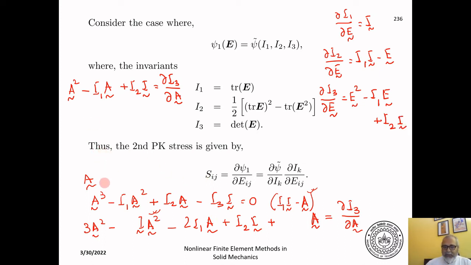We can do a further simplification. In the Cayley-Hamilton theorem, if we multiply both sides by A inverse, this becomes A squared, this becomes A, this becomes I, and this becomes A inverse. So A squared minus I1 A plus I2 I is what we have here. According to the Cayley-Hamilton theorem, this is equal to I3 A inverse. So this can be written as I3 E inverse. These are the three invariants, and now we can just split this up.